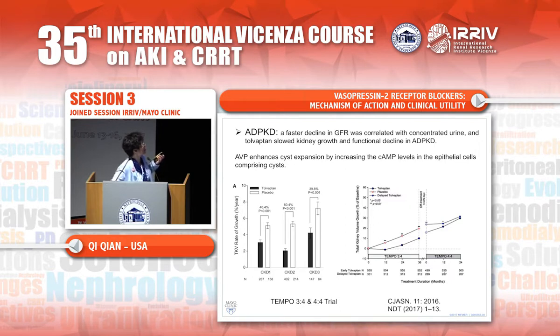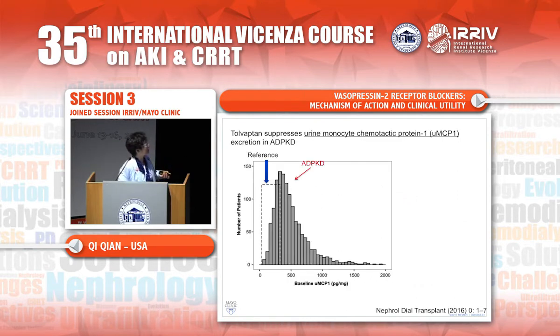That prompted the tolvaptan study, which in the TEMPO 3:4 showed a significant benefit in terms of retarding cyst growth and retarding decline of GFR. And this was further confirmed in the recent REPRISE and TEMPO 4:4 trials. So in ADPKD, there is a benefit of retarding cyst growth and retarding, to an extent, CKD progression.